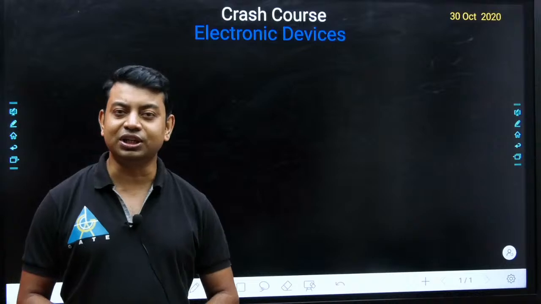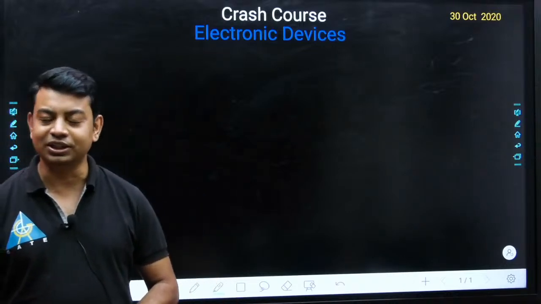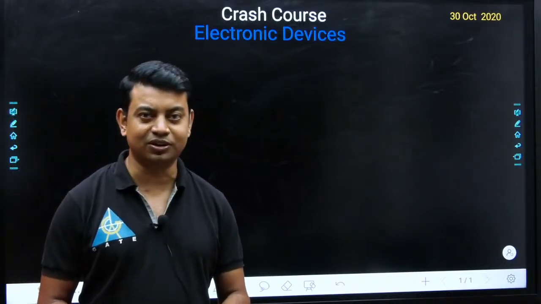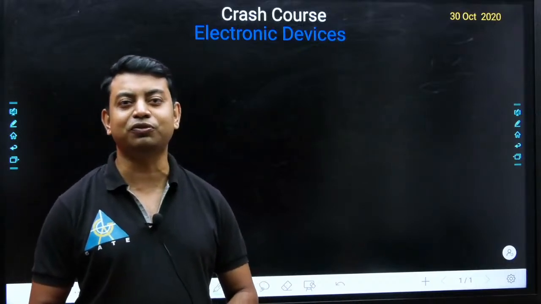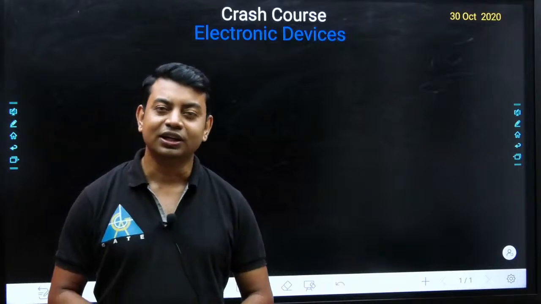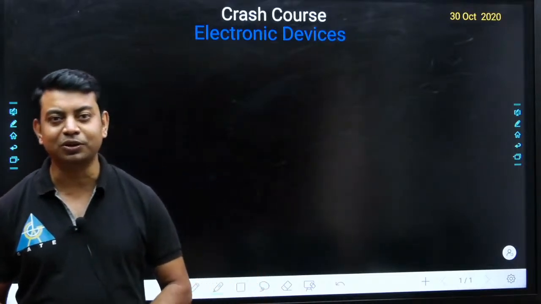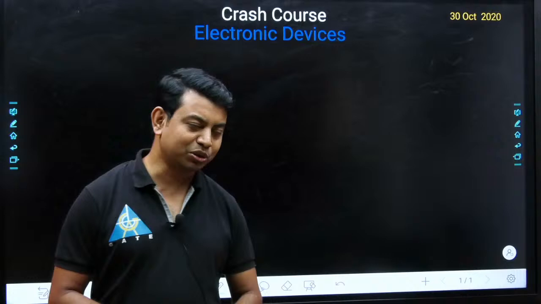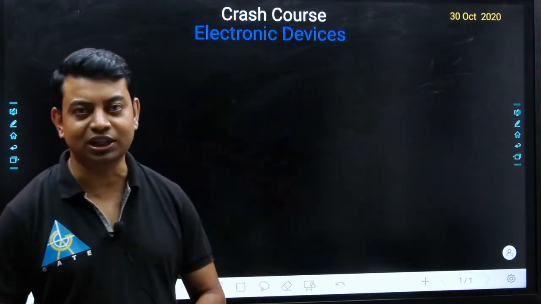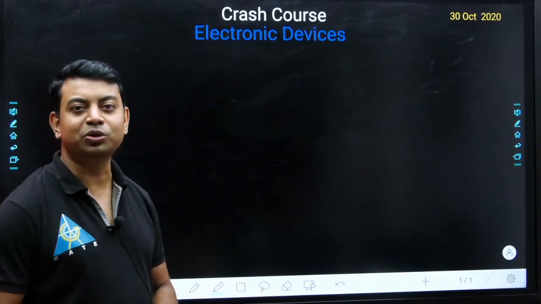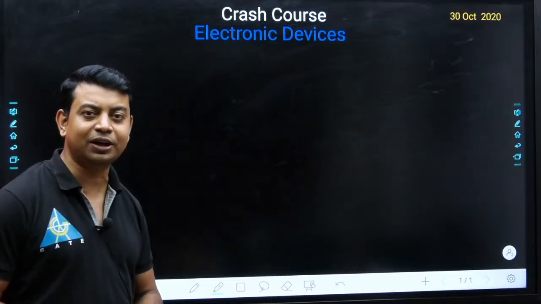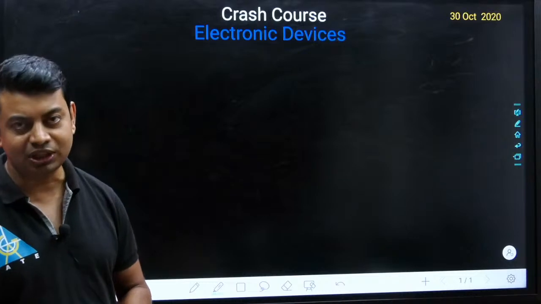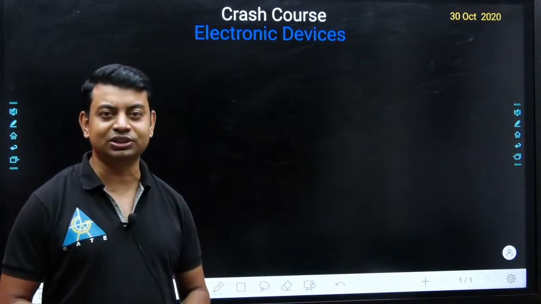Okay, so before starting low level injection in our crash course sequence, we are going to understand the process of diffusion inside a semiconductor. Then only we can understand what is actually low level injection. So I am going to start with the process of diffusion, and afterwards I am going to deal with low level injection. So today is the conceptual making day, and tomorrow we are going to deal with some questions based on low level injection and diffusion current.